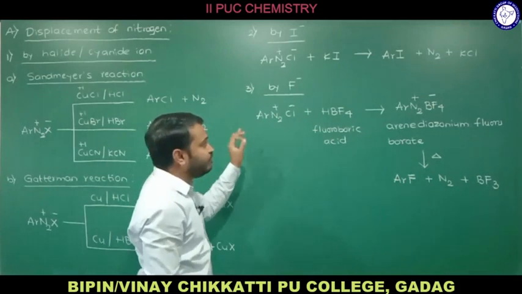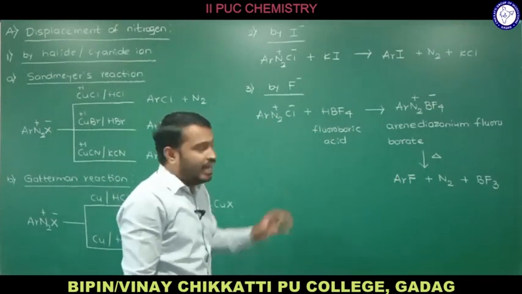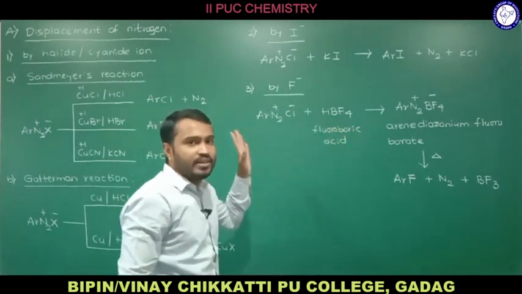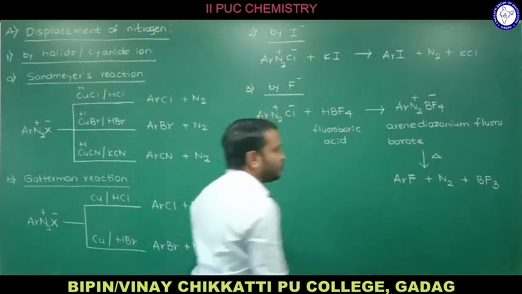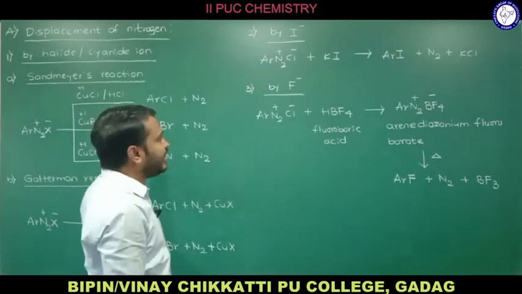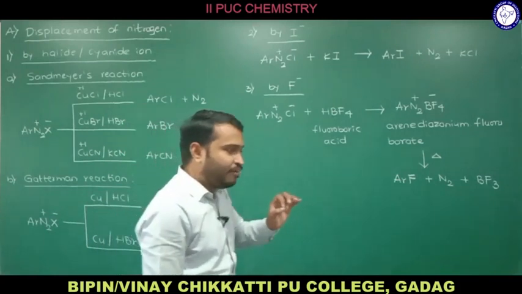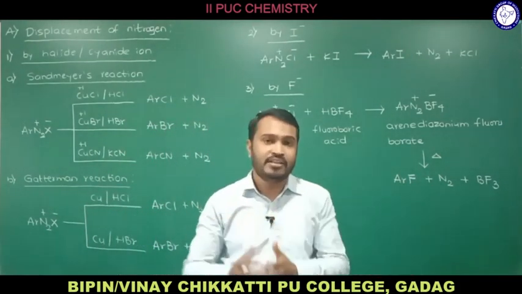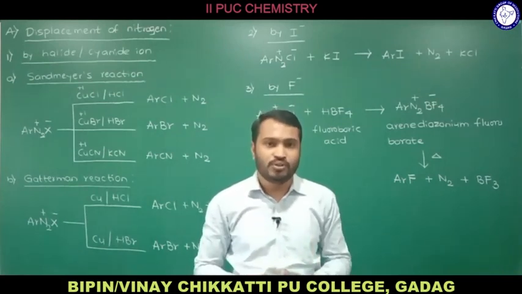So in this reaction also, nitrogen is replaced by the fluoride ion, which comes from the fluoroboric acid. Remember the formula HBF4, and the intermediate we get is arene diazonium fluoroborate. After heating, decomposition takes place and we get fluorobenzene. So this is how nitrogen can be replaced with F minus. So ions like F minus and I minus can replace the nitrogen present in the diazonium salt.